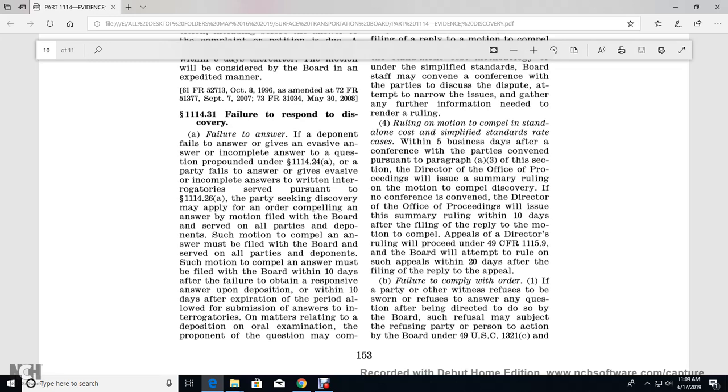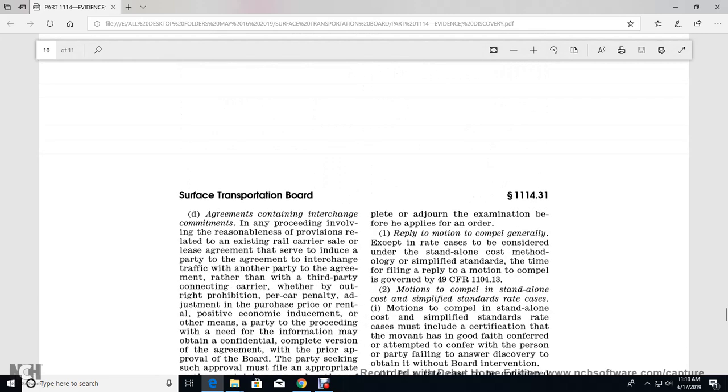Such a motion to compel the answer must be filed with the board and served on all of the parties and deponents. Such a motion must be filed within 10 days after the obtainment of the response or the answer upon the deposition, or within 10 days after the expiration of the board's allowed time for submission of answers to interrogatories. Matters relating to the depositions or oral examination may be completed, with the proponent of the question adjourning the examination before he applies for an order. In cases under the standalone cost methodology or the simplified standards, the time of the filing of the reply to the motion to compel is governed by Title 49 CFR 1104.13.